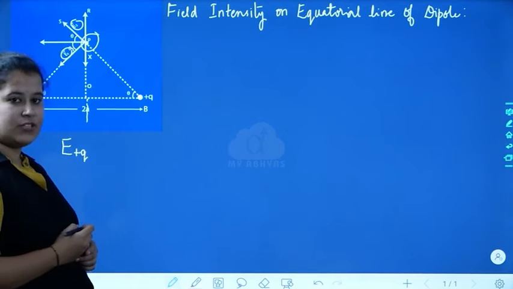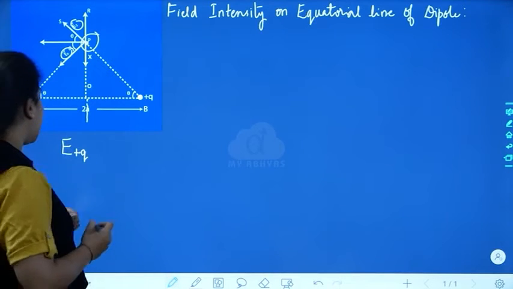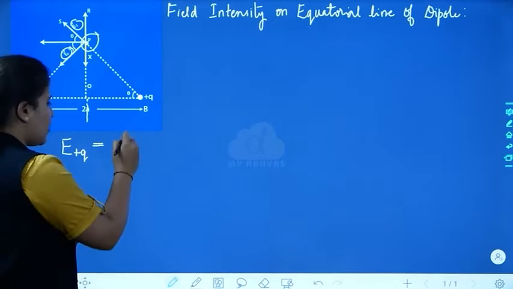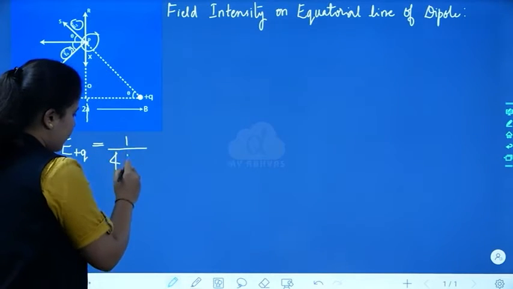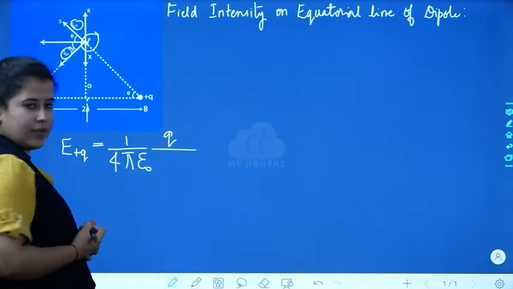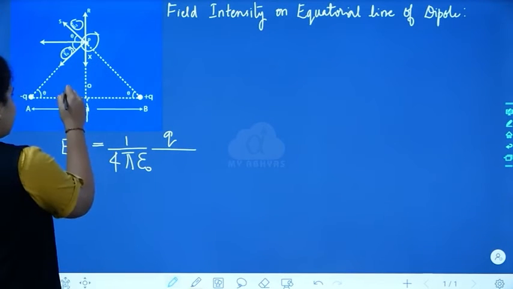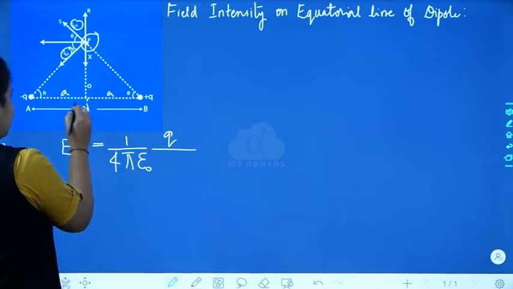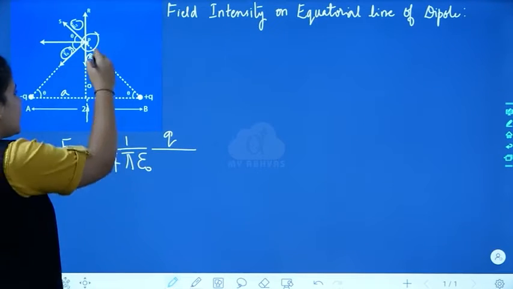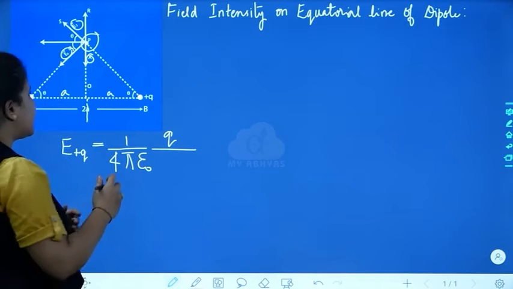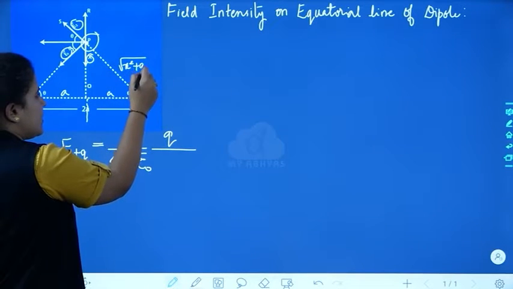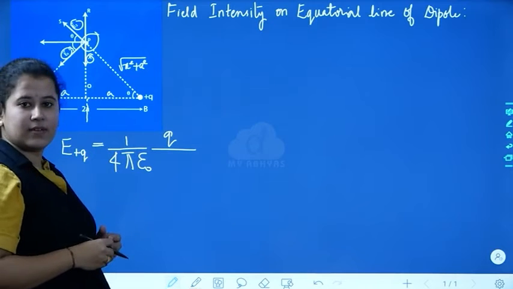Okay, due to plus q charge, the electric field intensity is, or you can take this as E2, equal to, what do we have as the formula? 1 divided by 4 pi epsilon naught q divided by r square. Okay, so here you can see this is a, this is a, and here we have x. So what is the hypotenuse? The hypotenuse is nothing but root of x square plus a square, right? Because of the Pythagoras theorem.